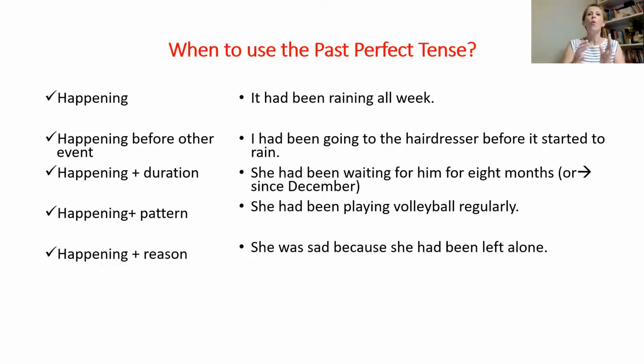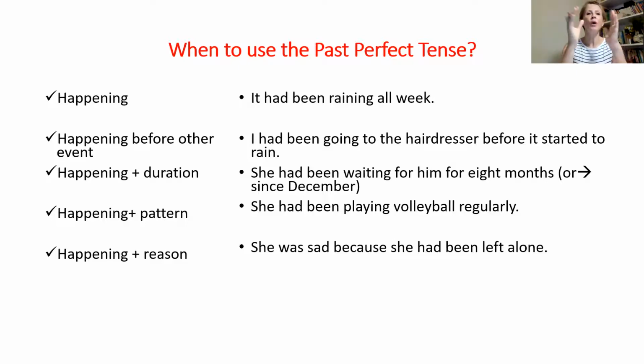Let's go on. So when do we use the past perfect tense? We use it when we talk about an activity that had been happening. Really easy and basic. We just say, it had been raining all week. It had been happening. Or we talk about a situation, yes, a situation which had been happening before something else happened. Like I had been going to the hairdresser before it started to rain. Well, that wasn't good for me.